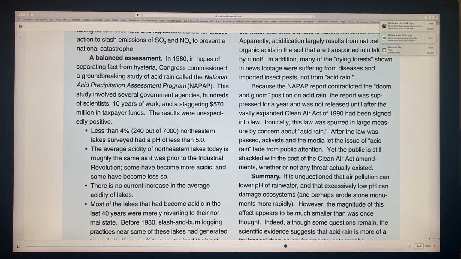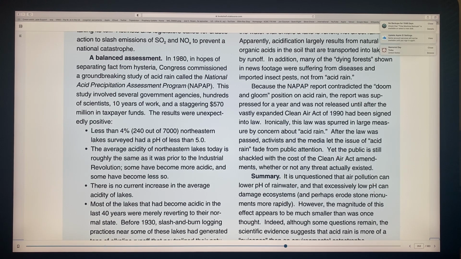So it's less than 4%, which was 240 out of 7,000 lakes that had a pH that was around 5, and the average pH was actually the same as in the Industrial Revolution. So since the early 1900s, our lakes have been the same. Despite all the rigmarole and all of the exaggeration, they were the same, and there was no current rise in average acidity of the lakes at all.